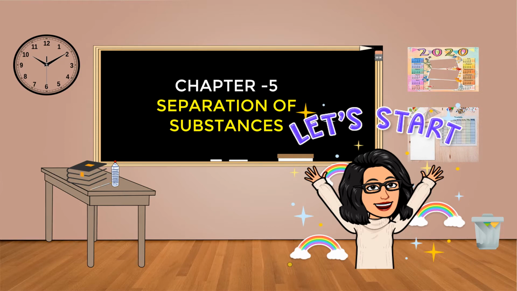Today we are going to study Chapter 5, Separation of Substances. Many things that we see and use every day are a mixture of different things. I mean to say, air is a mixture of many gases like oxygen, nitrogen, carbon dioxide, hydrogen, water vapors, and many more. Soil is a mixture of sand, clay, pebbles, rotten leaves, some sticks, wood, etc.